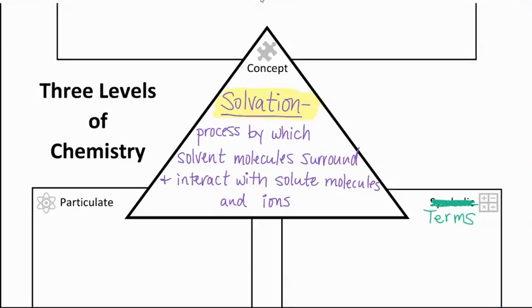Hi, it's Mrs. Cat here to do a little wrap up of our solubility and solutions lab and to do a 3 levels diagram for solvation.